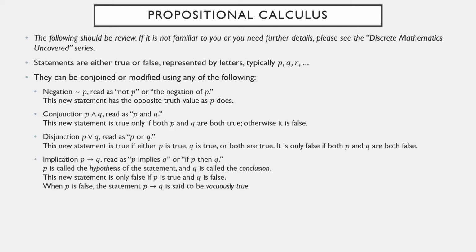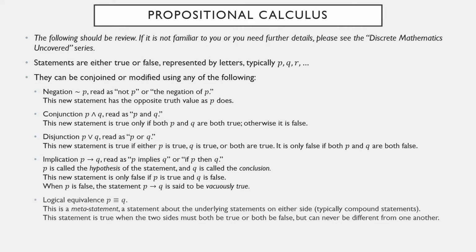We can make an implication, P implies Q, or if P then Q, or just use this arrow. The argument on the left is called the hypothesis, the one on the right is called the conclusion. The only way for an implication to be false is to have a true hypothesis and a false conclusion. When the hypothesis P is false, the statement is true and it's said to be vacuously true.